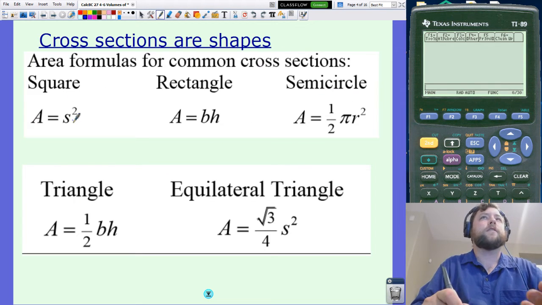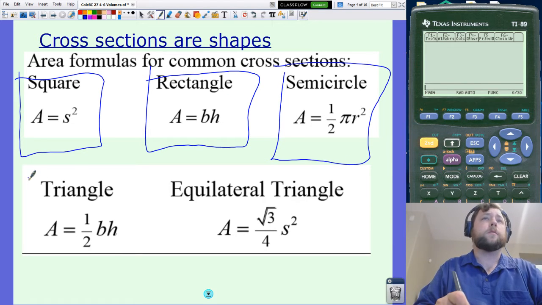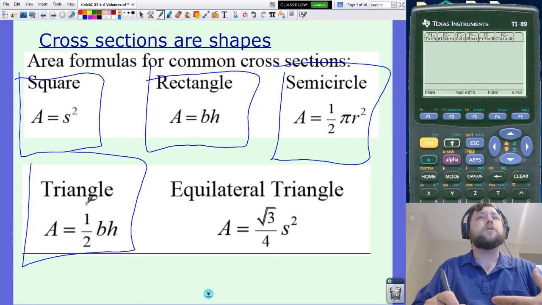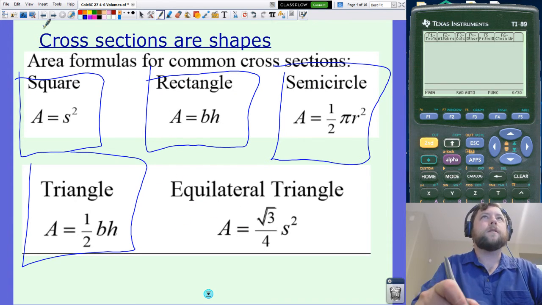And here's a list of common cross sections that we actually use for these shapes. A lot of times we're talking about squares or rectangles. Sometimes we talk about semicircles, sometimes we talk about triangles. If I talk about triangle cross sections, you're going to be using the formula for a triangle, 1/2 base times height. So these are very common ones. Equilateral is kind of a special version of regular triangles.